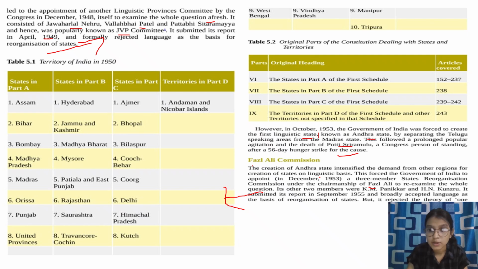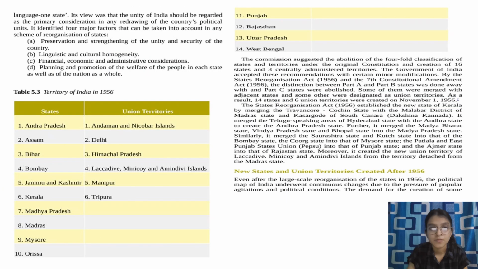Its other two members were K.M. Panikkar and H.N. Kunzru. It submitted its report in September 1955 and broadly accepted language as the basis of reorganization of states, but it rejected the theory of one language, one state. Its view was that the unity of India should be regarded as the primary consideration in any redrawing of the country's political units.